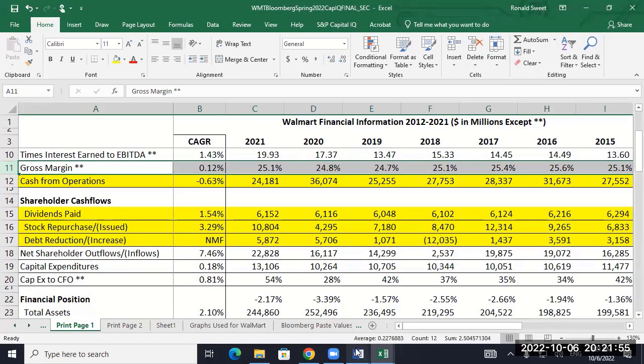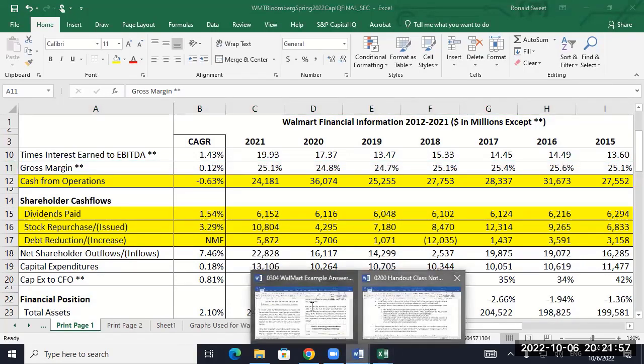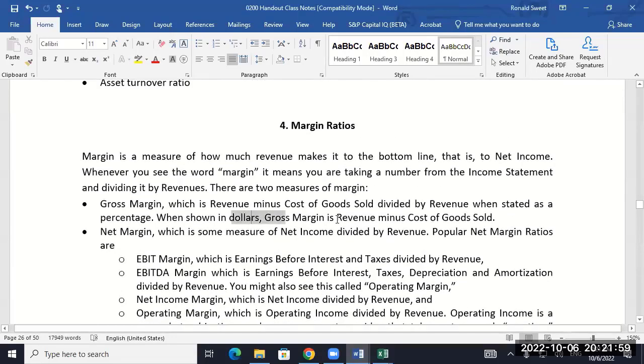So that's the gross margin. Does it really mean anything? That's the thing you have to kind of wonder: what are they putting in their cost of goods sold? And I don't know that.